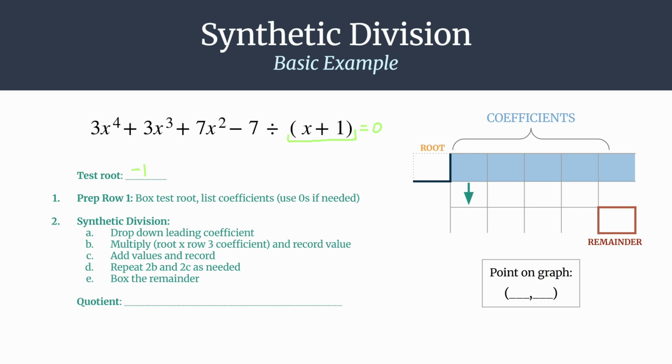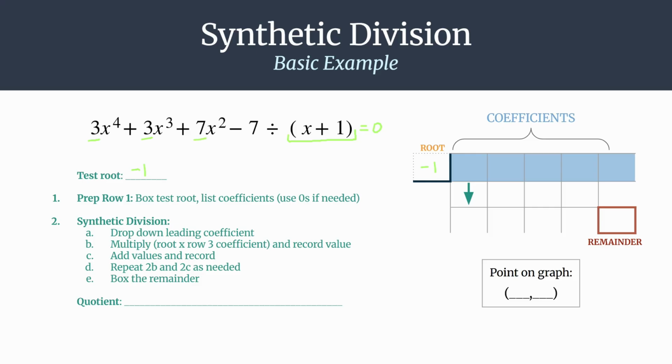All right, now that we have that, we're ready to actually set up our synthetic division using our chart. Of course, you can just quickly draw this by hand. I have it already set up for us. So we have our test root -1, and then in the rest of our first row, we're going to list the coefficients. So looking at our greater polynomial, the one we're actually dividing, we have our coefficient of x to the fourth, which is 3, 3 for the x to the third coefficient, +7 for the x squared.